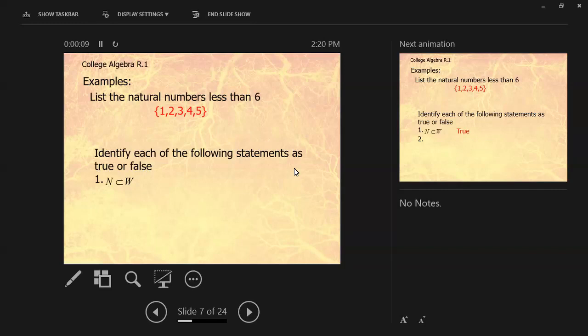Okay. True or false? Identify each of the following statements as true or false. Natural numbers, N, is a subset of whole numbers. Is that true or false? False. Natural numbers. Let's go back.